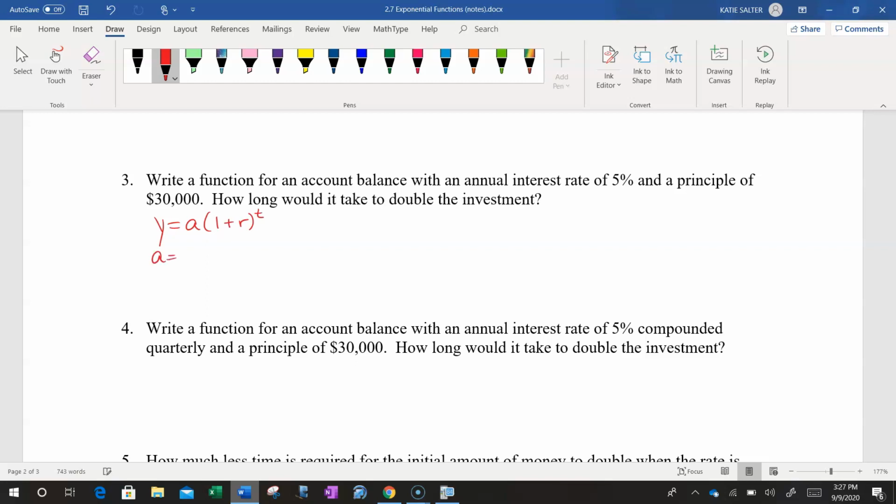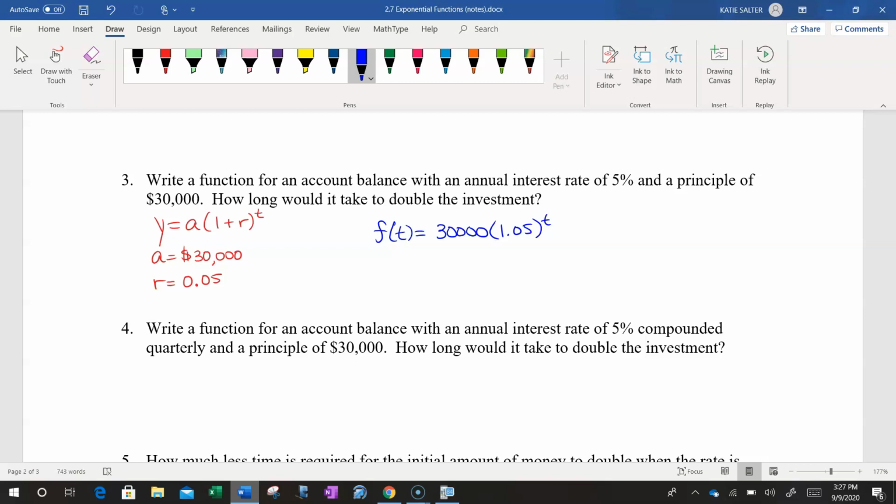A is our initial amount, which was $30,000, and R is our interest rate, but of course we have to change that to our decimal value. Percent is out of 100, so when you divide 5 by 100, that is 0.05. To set up that function, I'm going to call it f of t, equals 30,000 times 1.05 raised to the t.